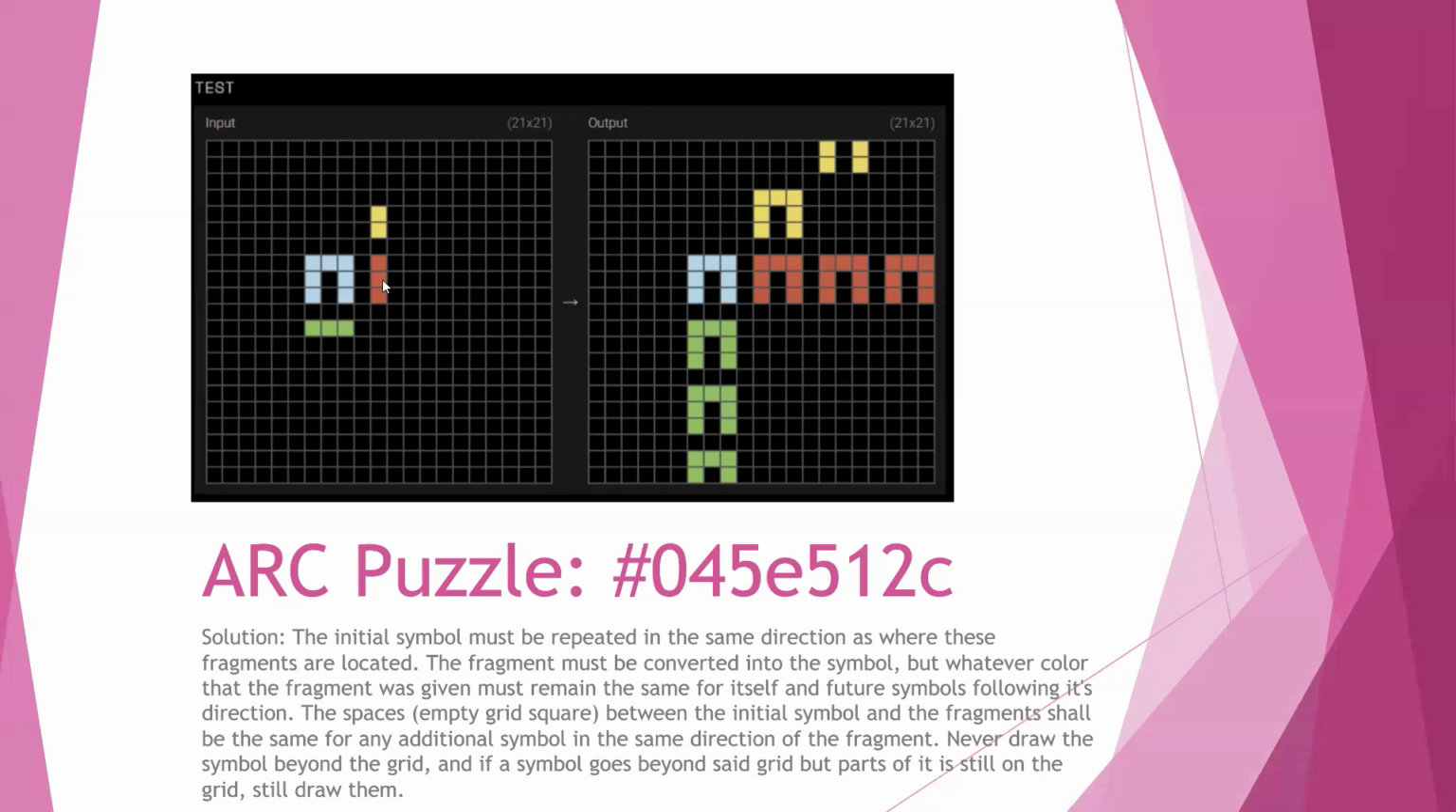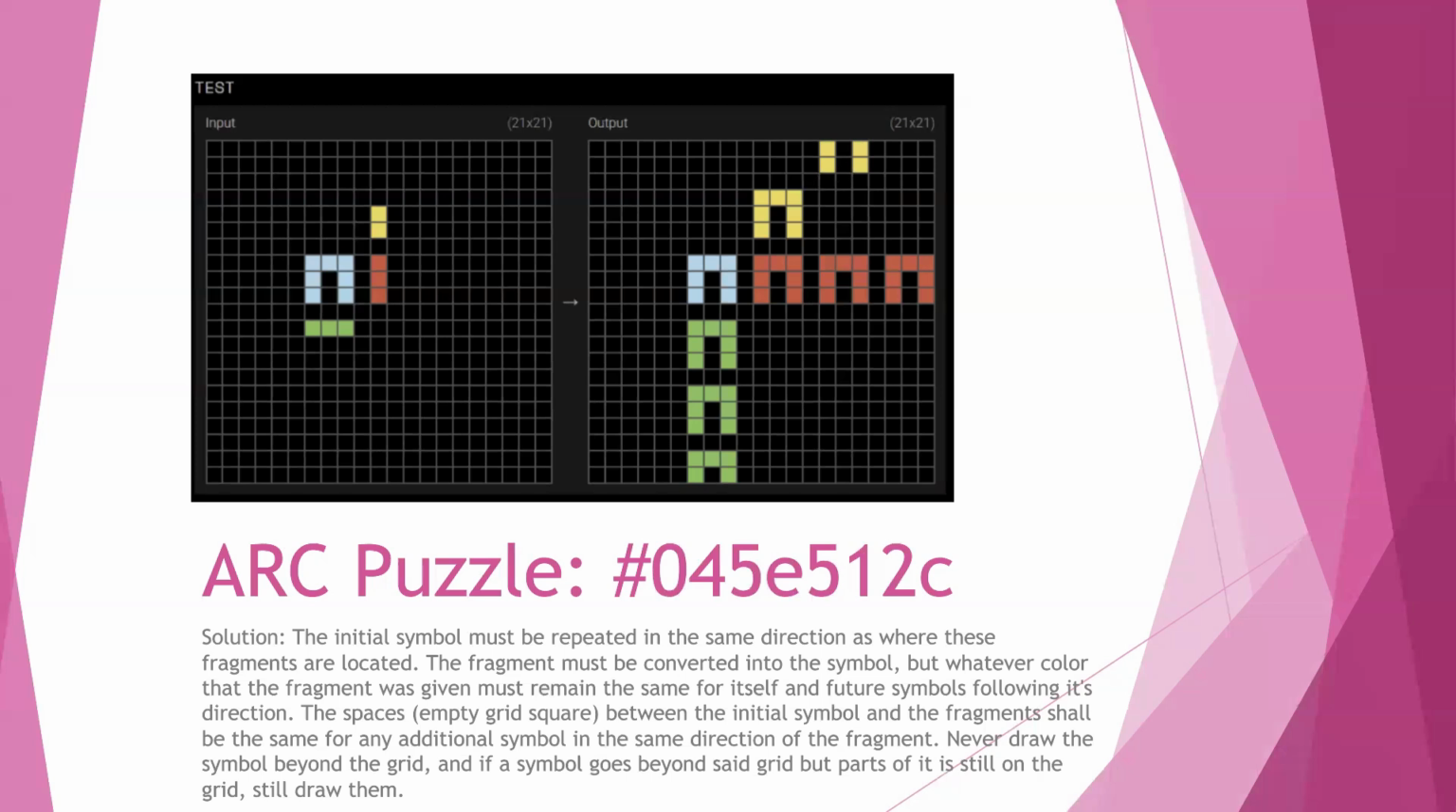So because the red one here has one space between itself and the original symbol, that means for any repeating symbol across this grid, there has to be one space in between them. As such, because the yellow fragment is one space adjacent to the original symbol, that means that the next symbol going in its direction has to be one space adjacent to it.